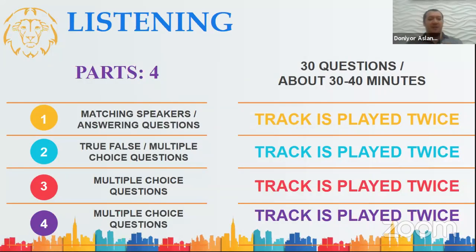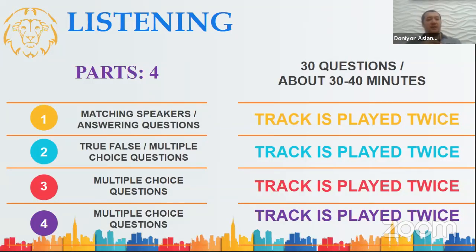Part 1 may be matching speakers or answering the questions. There might be some dialogues and some questions like multiple choice. That's why be ready for both of them. Sometimes we have matching speakers, or sometimes we have answering questions. And luckily, each audio of the test will be played twice. You will listen to it twice. Compared to other examinations, it's one advantage. Please take advantage of it.